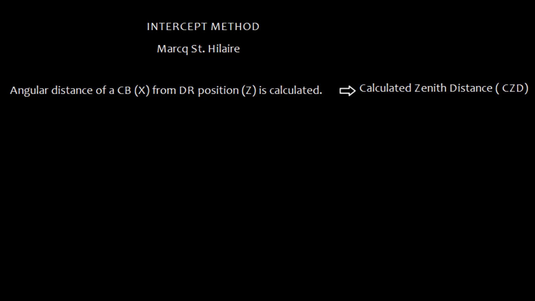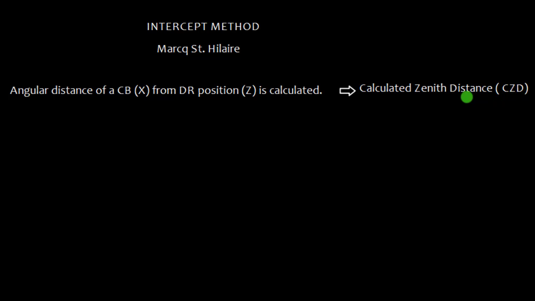Now let's talk about the intercept method. It is also called the Marc St. Hilaire method. What we do in this method is we need to find the angular distance of a celestial body from a DR position. The DR position is the dead reckoning position, which is not an accurate position, but it is used to find the correct position. So we need to find the angular distance, and that angular distance is nothing but zenith distance.